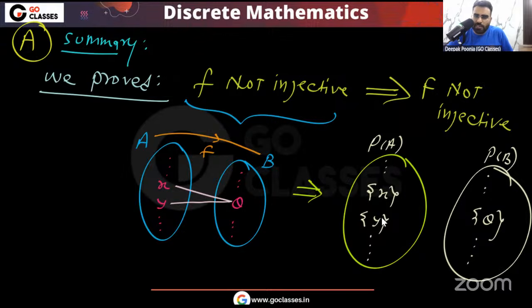That also will not be injective, because what will be the image of this? You can see for each element you will find the small f image. So you can see this x will map to theta, and this y will map to theta. So this is the idea.